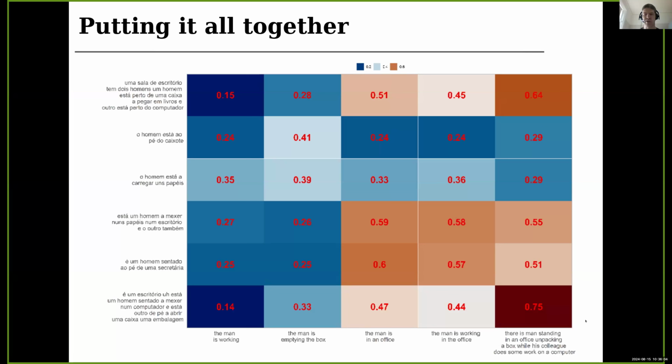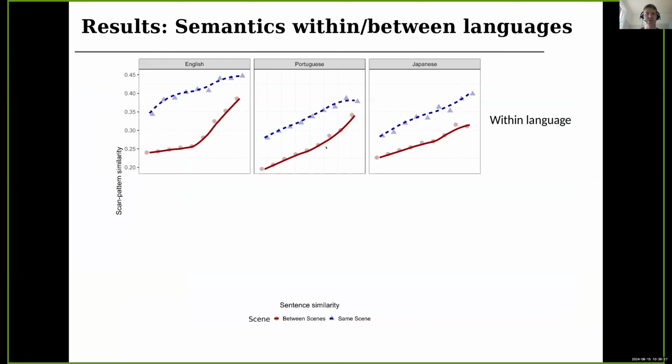And here, for example, similarity is high between those two sentences because this is a made-up example. These are just translations of each other. And so USE predicts a higher similarity, where sentences that are quite different, for example here and here, get a low similarity. Okay, and now does this actually work? So this is our first case where we take scan pattern similarity here on the y-axis and sentence similarity on the x-axis, and we compare this within languages.